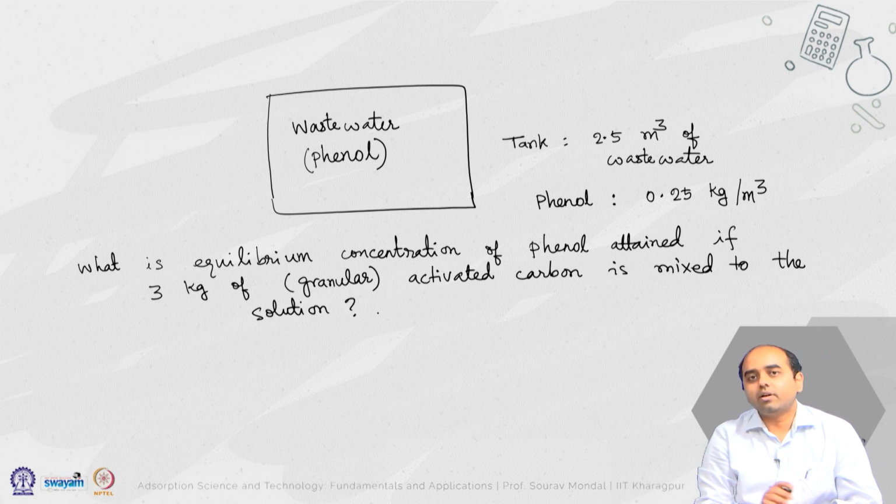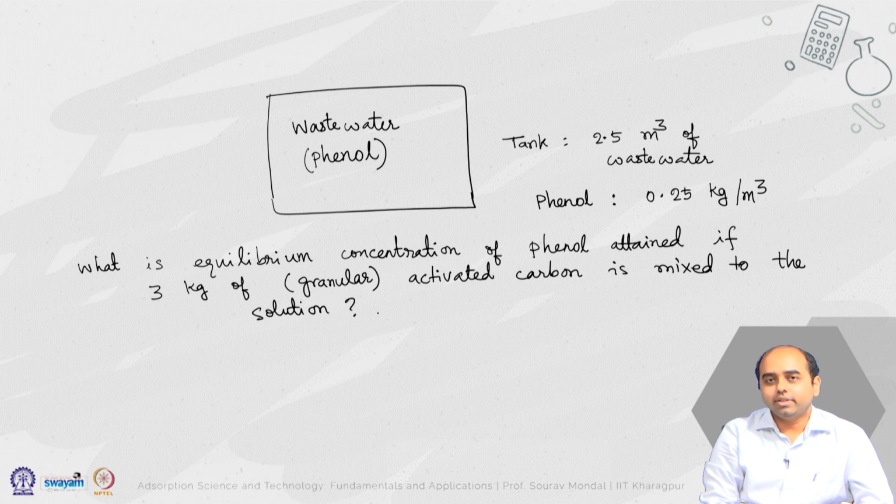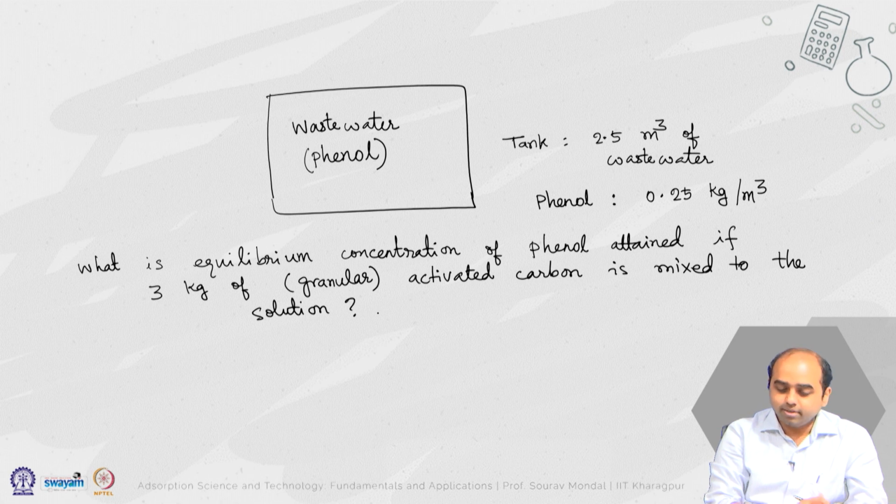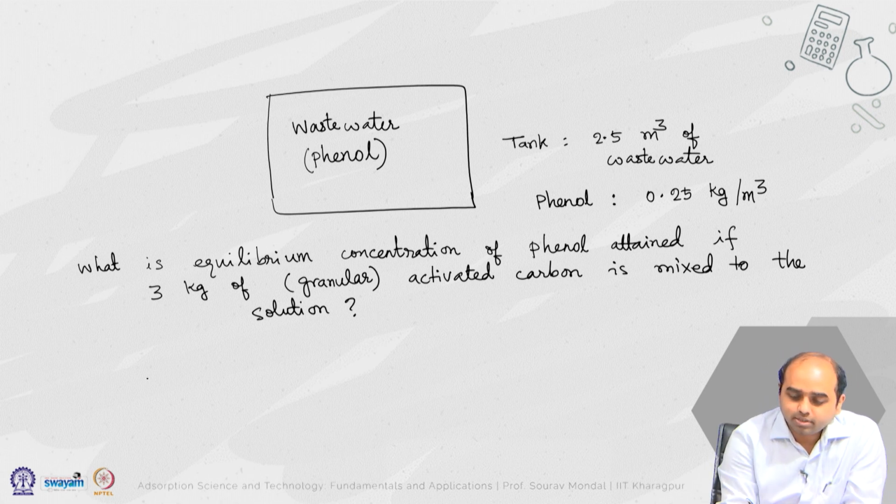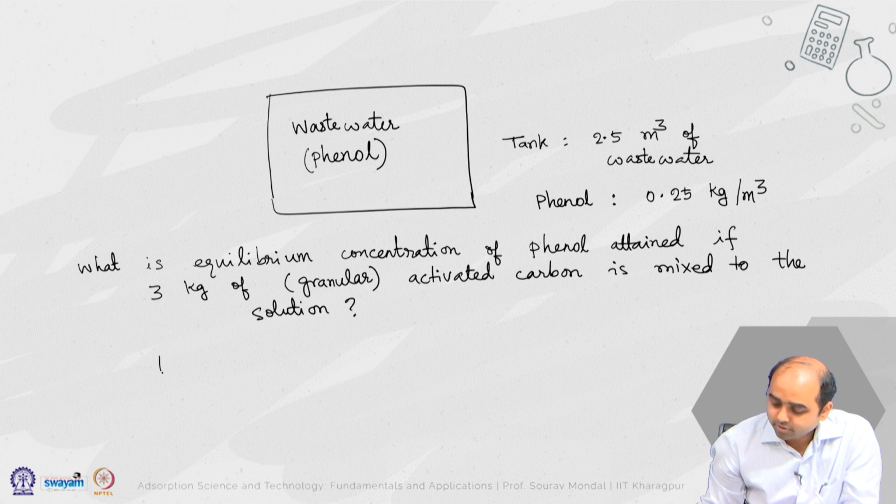So let us try to work out the equilibrium concentration first, and then we can solve the inverse problem: to achieve a particular level of equilibrium concentration, what would be the amount of adsorbent needed. Now, as you understand, adsorption follows an equilibrium isotherm, so the knowledge of the equilibrium isotherm is very important. So we can write down the equilibrium isotherm for this system.